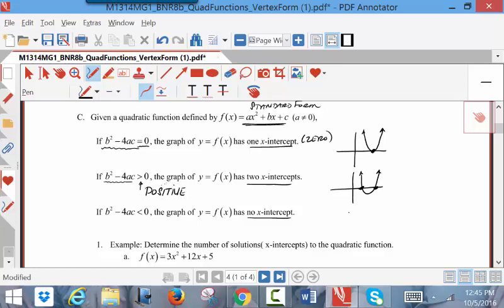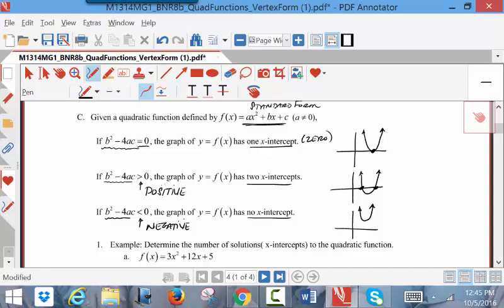No x-intercepts would be an example like this, where you're always above or always below the x-axis and you don't ever touch the x-axis. That would be where you have no x-intercepts, and you can compute this expression b squared minus 4ac, and if it is negative, then that would tell you that you're not going to have any x-intercepts.